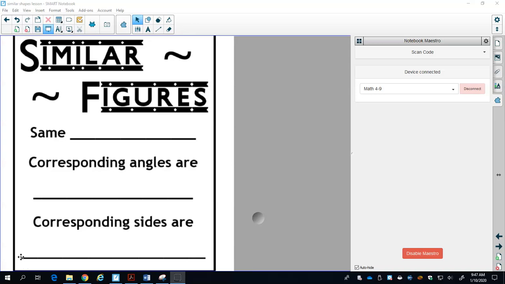So in class we have been learning about how to determine whether shapes are similar or not. And so now that we've done that lesson with all the matching shapes, we're going to put this together with some vocabulary. So the first thing I want us to look at is this first page of our foldable.